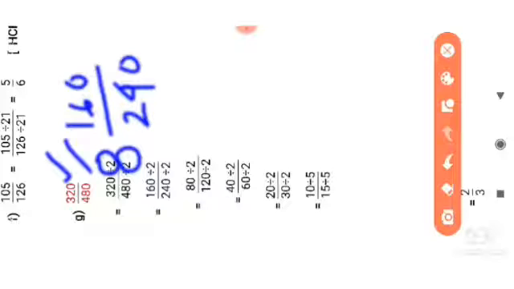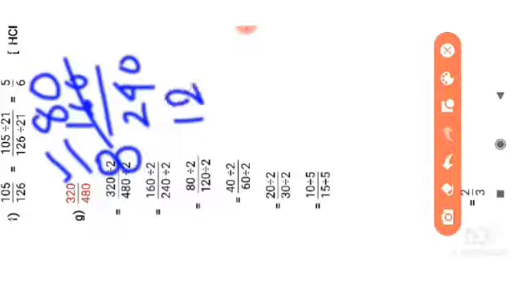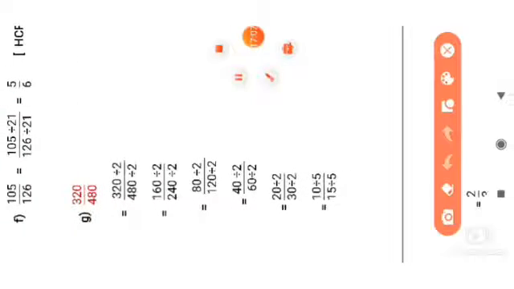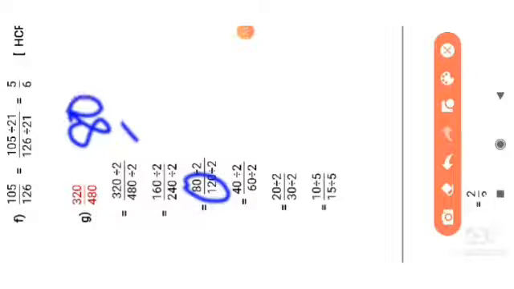If you divide these two numbers, as they are even, by 2, then what is coming? If you divide 160 by 2, it is 80, 8 2s are 16 and 0, and 120, 1 2 is 2 and 2 2s are 4, 0. So it is 80 by 120. You can see here I wrote 80 by 120.